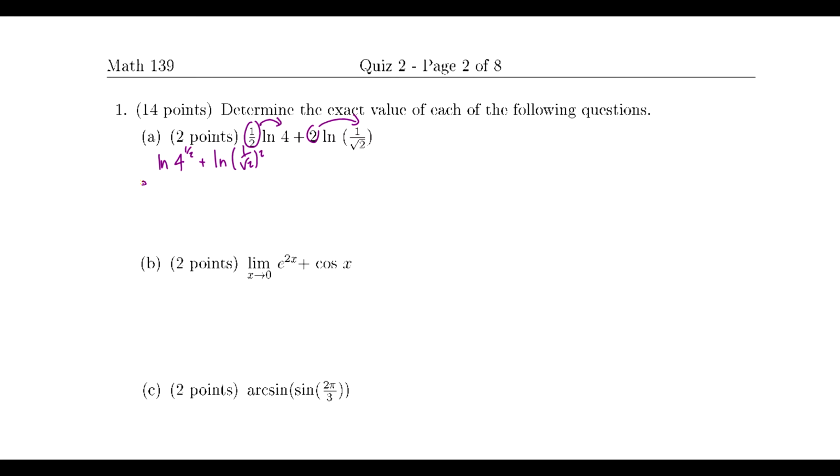So this is going to be ln of 2 plus ln of 1/2. When we have an addition of logs, we multiply. So this is going to be ln of 2 times 1 over 2, which will be equal to ln of 1. And you should know that ln of 1 is 0. So this answer is going to be 0.